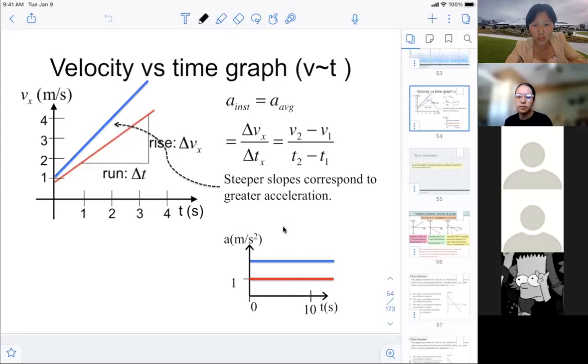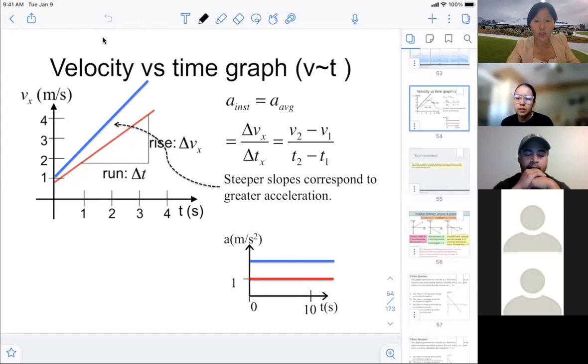All right. So we were talking about using different graph representations to describe motion, right? So different ways for us to communicate information about the motion of an object. So we have already talked about the position time graph, and we can look at the velocity time graph. Just like how the slope is the velocity on the position time graph, the slope of a velocity time graph represents the acceleration.